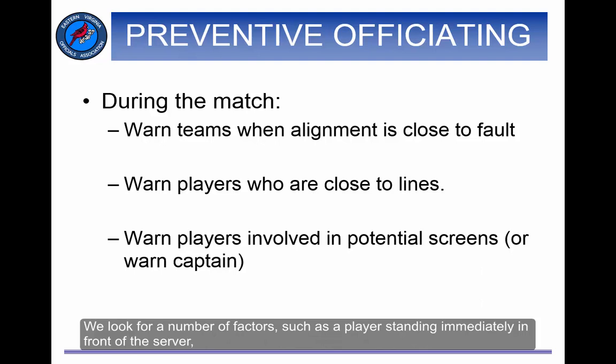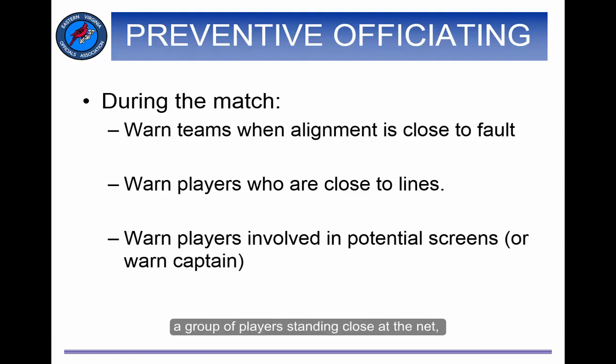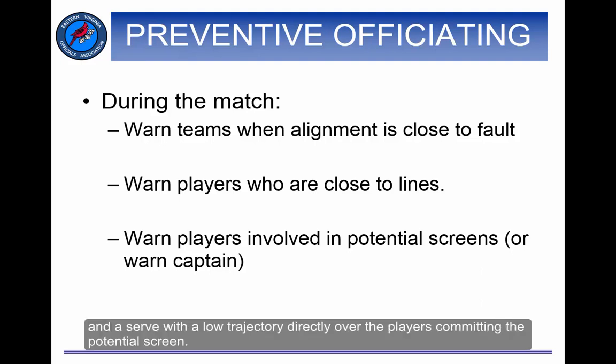We look for a number of factors, such as players standing immediately in front of a server, a group of players standing close at the net, and a serve with a low trajectory directly over the players committing the potential screen. Many times, this potential fault isn't noticed by the R1 until the receiving team complains about it.